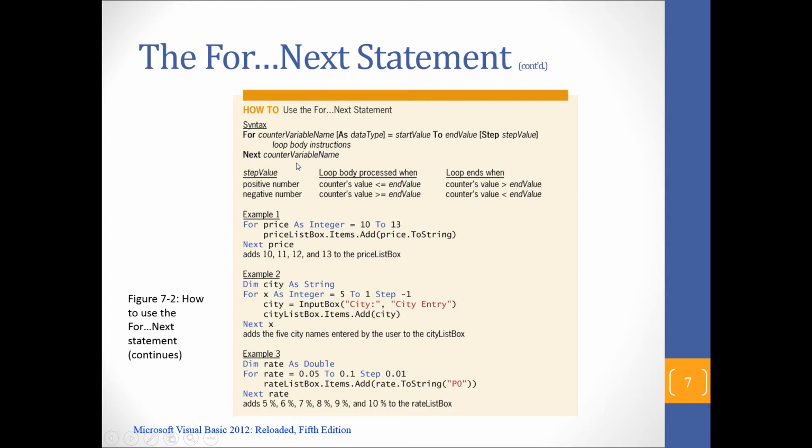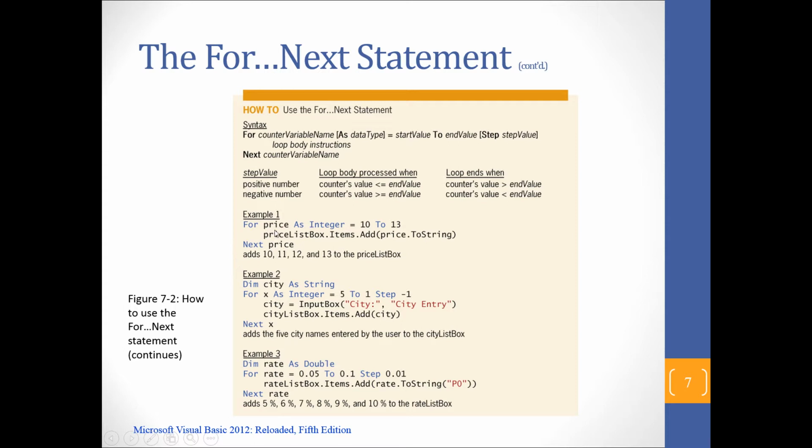It's not really required. As you can see here, it has this for price as integer, starting from 10 to 13. We're just going to count from 10 to 13, starting with 10. These are inclusive, okay? And then you would do that 10, 11, 12, 13. So it basically is 4 times. And then once you reach 13, after that it's going to be 14. So 14 is no longer within the range, so therefore it exits out of the loop.